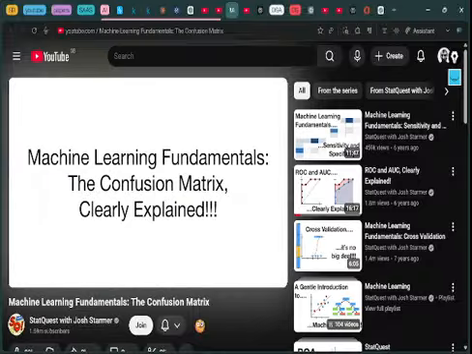StatQuest. Hello, I'm Josh Starmer and welcome to StatQuest. Today we're going to cover another machine learning fundamental, the confusion matrix, and it's going to be clearly explained.